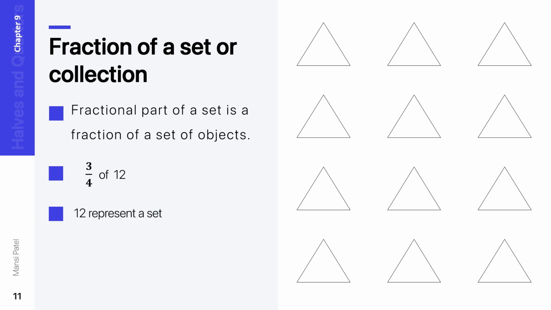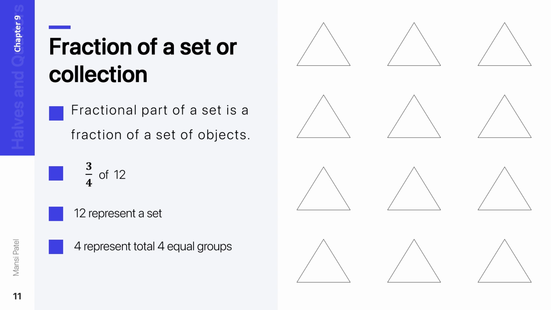Here the number 12 represents a set or a group. Whenever any number is given after 'of', it means that is the group of things, a set or a collection. So here 12 represents a set of a collection. Now 4 represents that you have to make 4 equal groups. How many groups do you have to make? You have to make 4 equal groups.